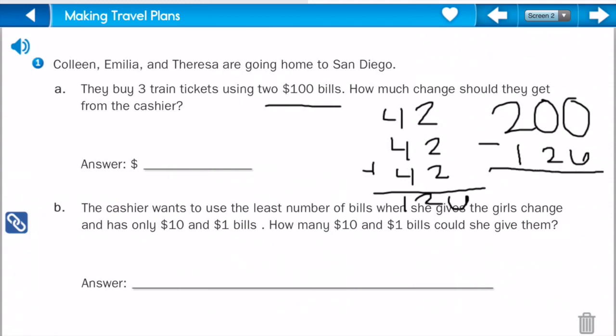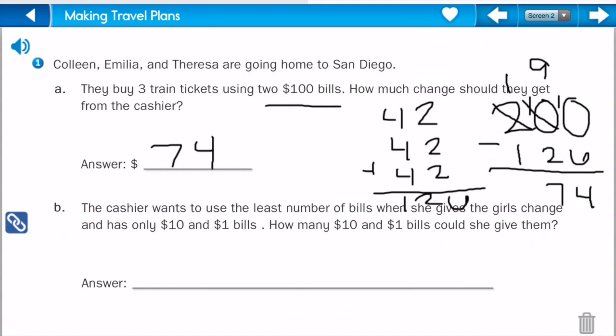Draw the line. So we know we can't take 6 away from 0, so we go to our neighbor. We can't take anything from this one either, so we go to the 1. Make this a 10. Now we can borrow from 200. So we cross out the 10 and turn it into a 9. Put our 10 here. What's 10 minus 6? 4. What's 9 minus 2? Yep. Alright. So the answer, how much change should they get from the cashier, is $74.